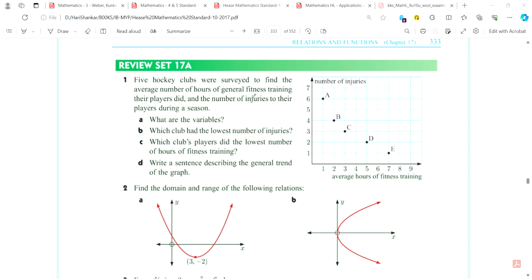Which club had the lowest number of injuries? Lowest number of injuries, the lowest y value: Club E. Which club's players did the lowest number of hours of fitness training? Lowest number of hours of fitness training: Club A.